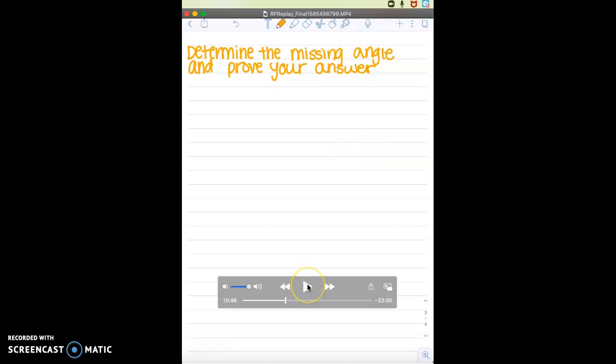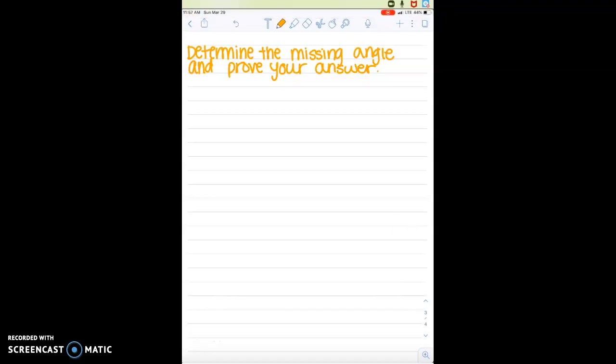So now we're going to get into an intro to proofs and figuring out how to find missing angles and prove our answers. We're going to do 3 example models, and I'm going to have you draw them on your paper just like I'm doing.